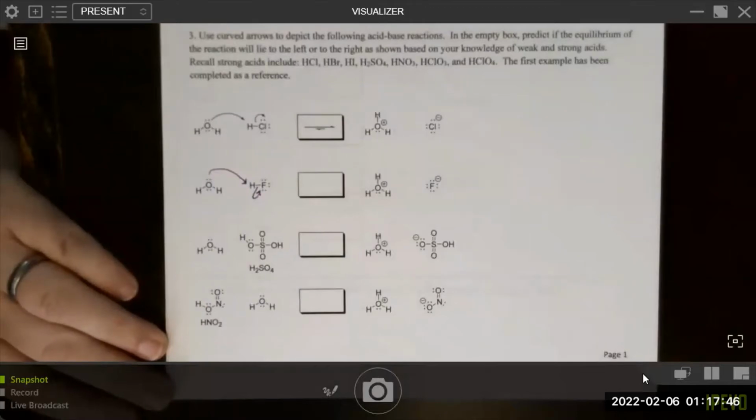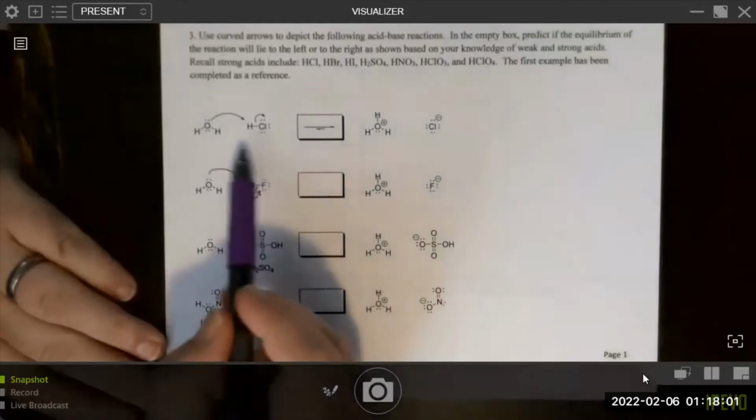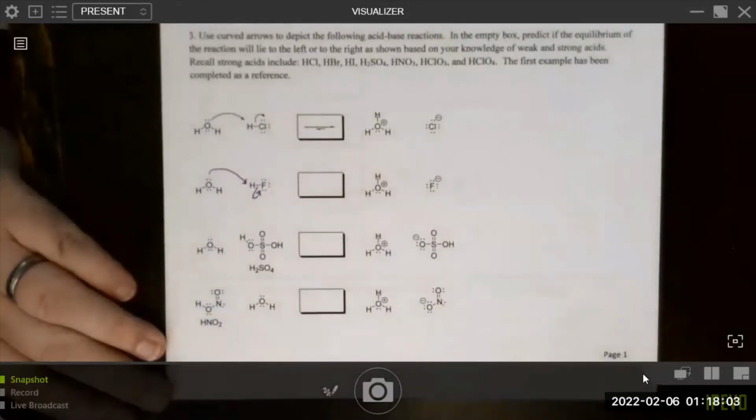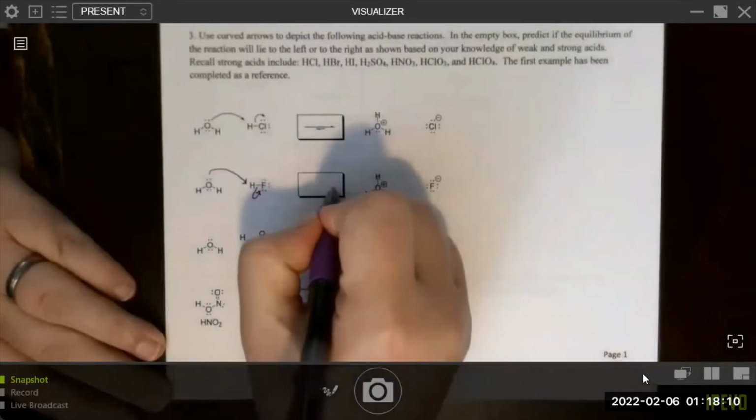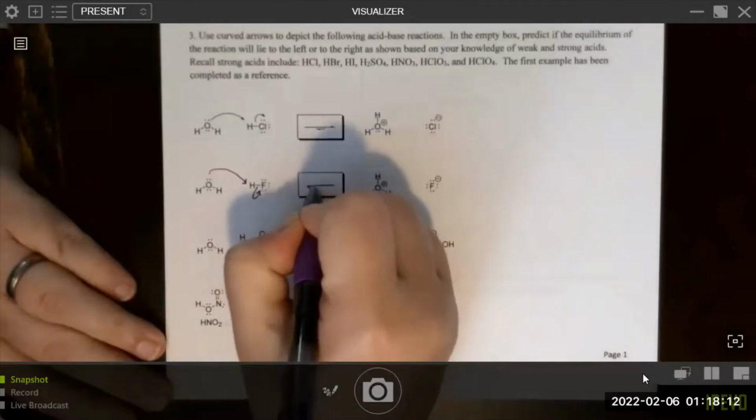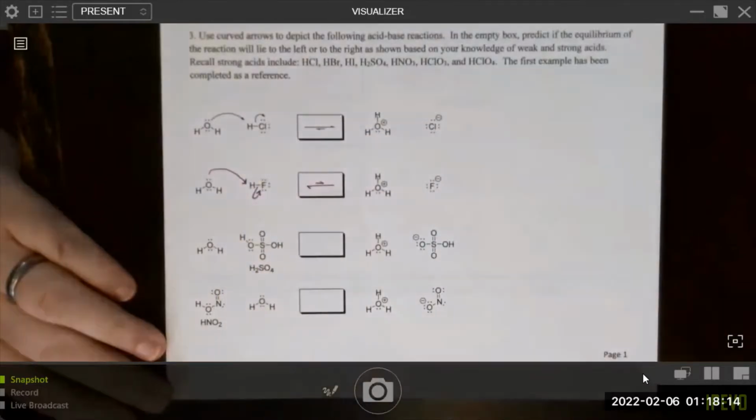And we want to predict the position of equilibrium. Well, HF is not a strong acid. It's actually a weak acid, with a pKa of 4, whereas HCl's pKa is something like -7. So this is a much stronger acid than HF. Because HF is considered a weak acid, the position of equilibrium will be to the left, right?